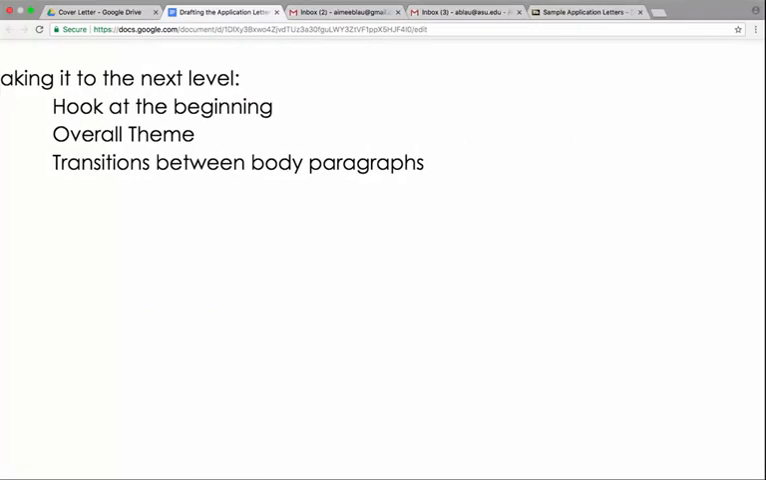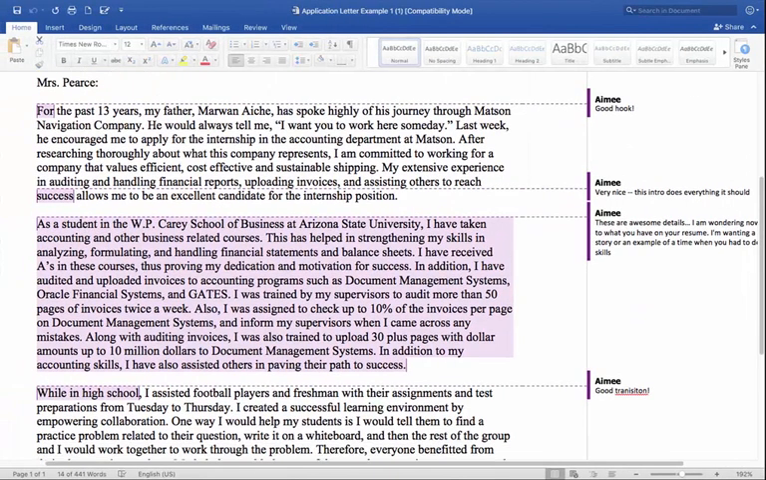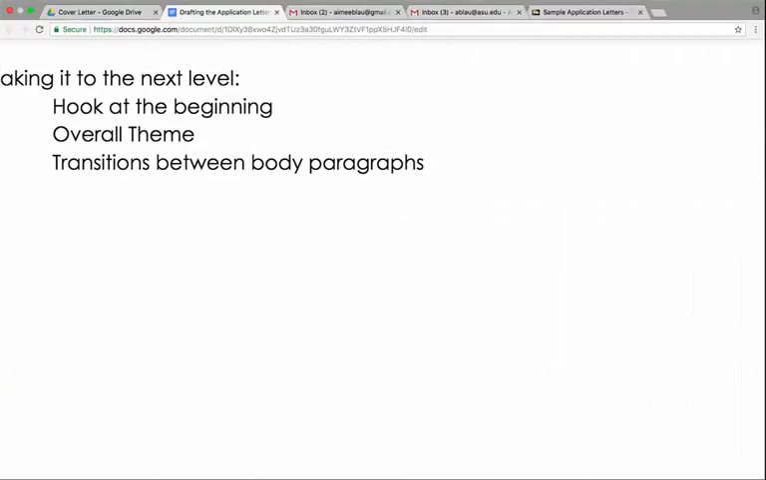Something else that will really take everything to the next level is transitions between body paragraphs. And I do have a video that you can view about how to do transitions, and several of the student examples have excellent transitions. So you can look at those and see the transitions that some of the examples have. It just makes everything flow together and seem very cohesive and unified.